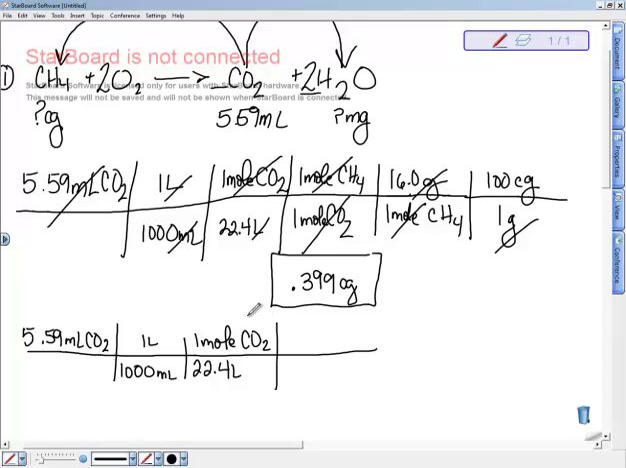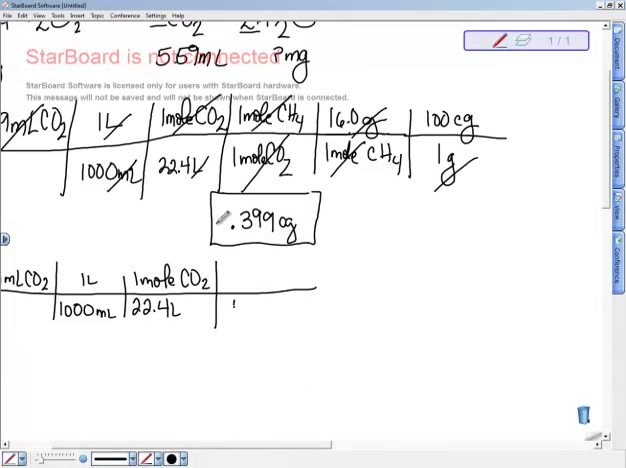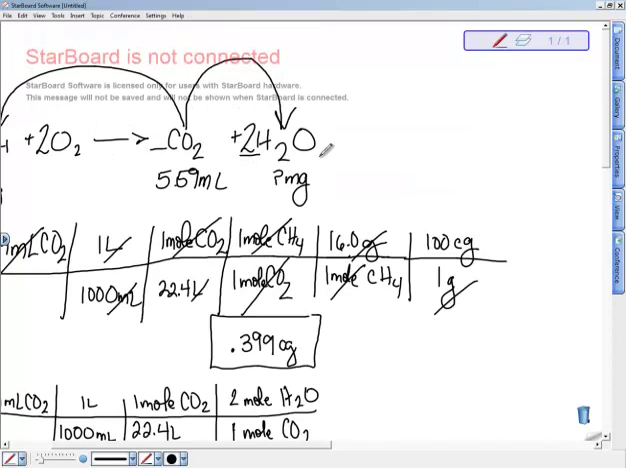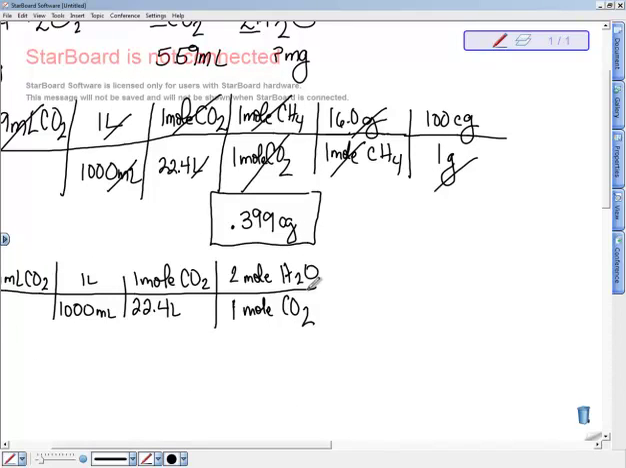Always cross-cancel. Let's cross-cancel the CO2. You got 1 CO2. 1 mole of CO2 will also produce 2 moles of water. Now on this water, I think they wanted milligrams, so we've got to make sure that we convert to grams first, and then milligrams second.